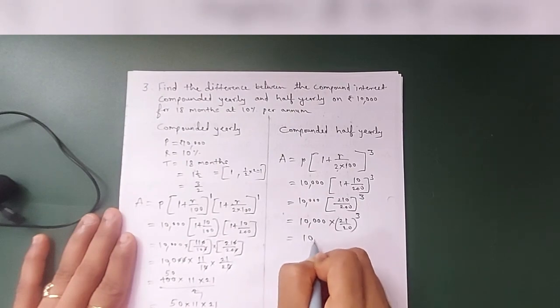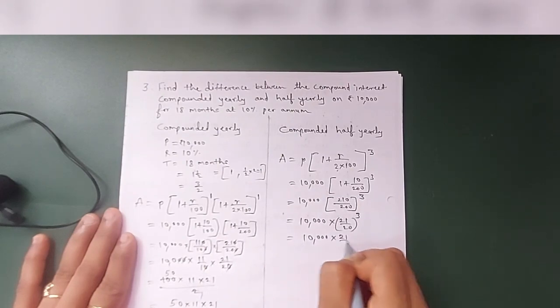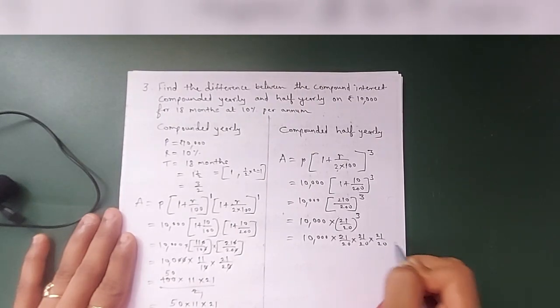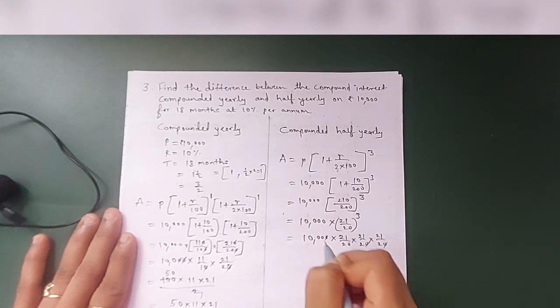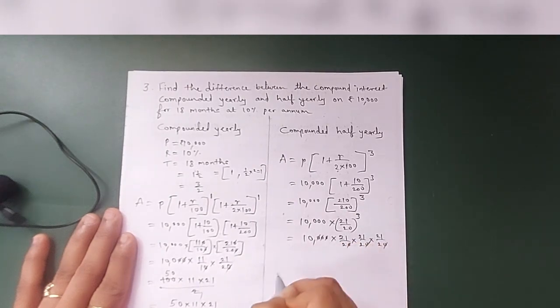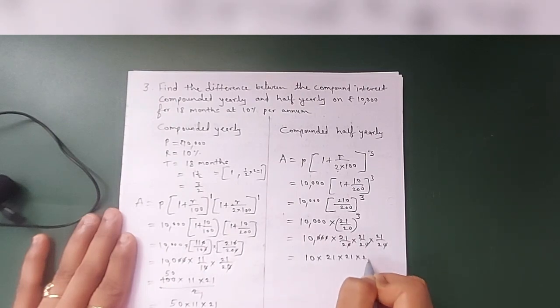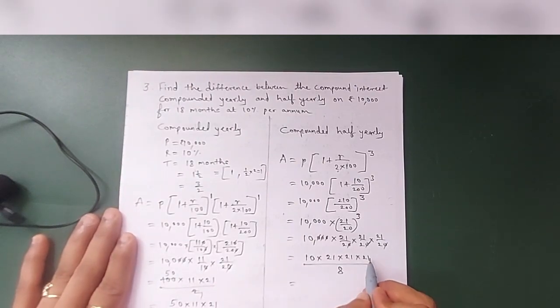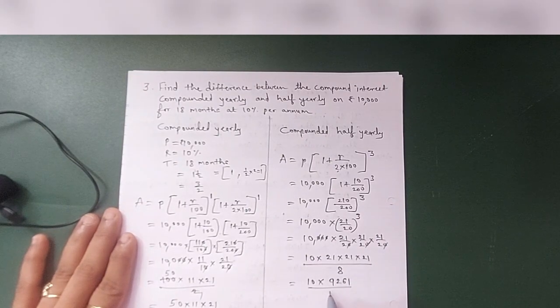Now how I will write that? 10,000 into 21 upon 20 into 21 upon 20 into 21 upon 20. Now this 0 will go, this 0 will go, this we will cancel, this will cancel. Now what is left? 10 into 21 into 21 into 21 upon what is left? Upon what we can write? 2 2s are 4, 4 2s are 8. Now in this case you have to do multiplication of 21 into 21 into 21. So what number you will get? 10 into 9261 when you do this multiplication, divided by 8.